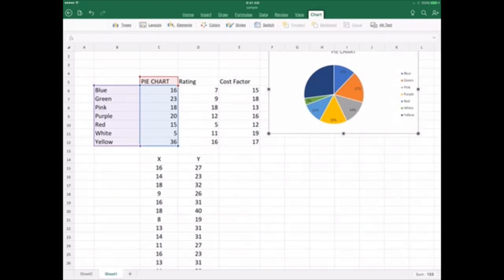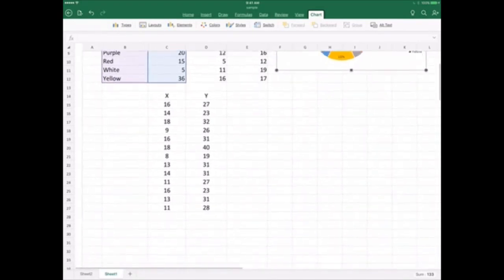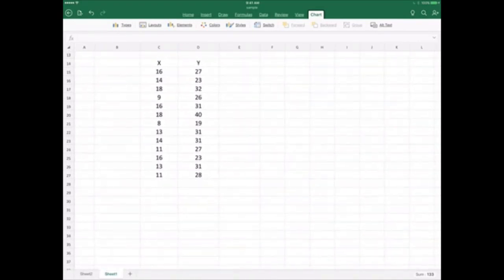Moving that out of the way, the next thing that we're going to look at is called a scatter plot. And a scatter plot is used when you're comparing two different data types, and what you're trying to determine is: is there a relationship that exists between these two variables, whatever they may be?